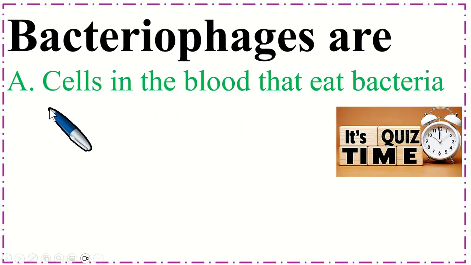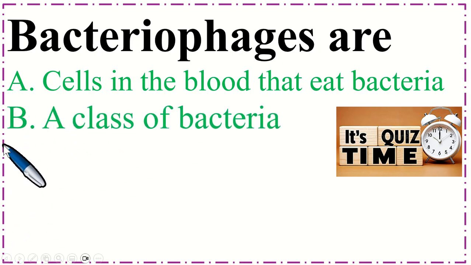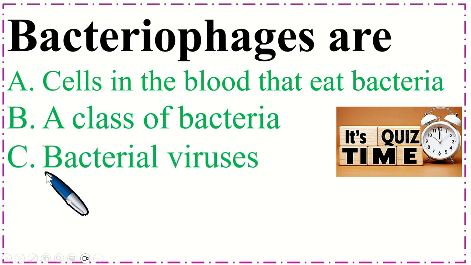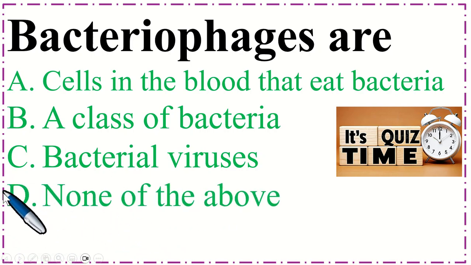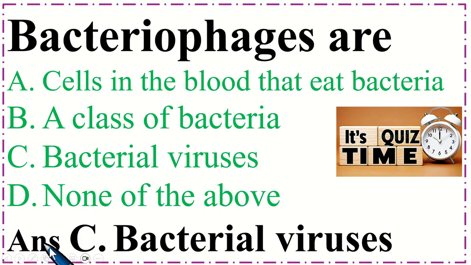Bacteriophages are option A cells in the blood that eat bacteria, B a class of bacteria, C bacterial viruses, option D none of these. So the correct option is C, bacterial viruses.